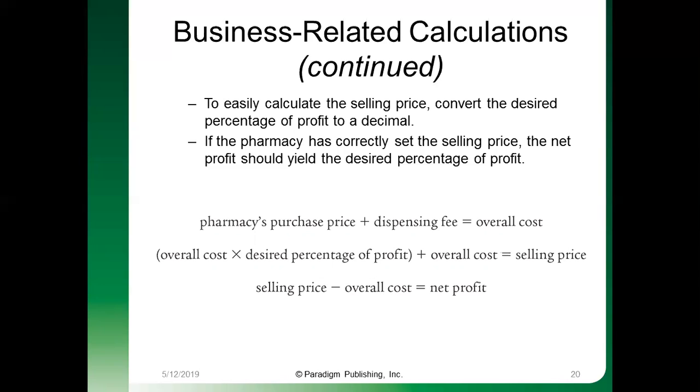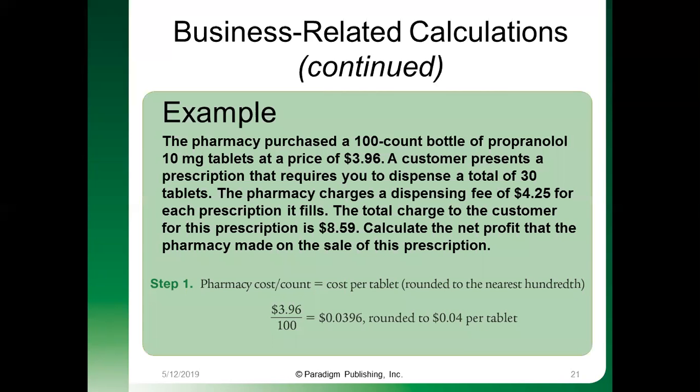So, first, add the pharmacy purchase price and the dispensing fee to give you the overall cost. Now multiply the overall cost by the desired percent of profit, again converting that to a decimal, plus the overall cost, which will give you the selling price. Now, to find out the net profit, we have to subtract the overall cost from the selling price. So let's go over this example.